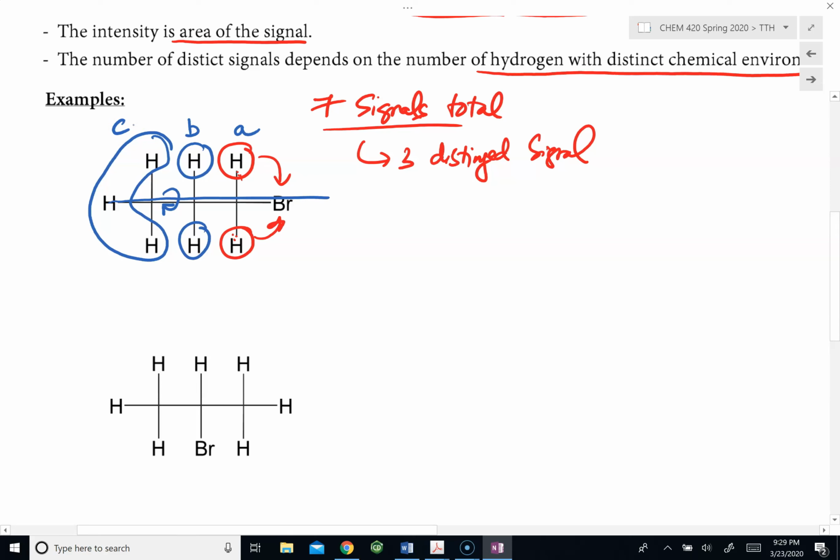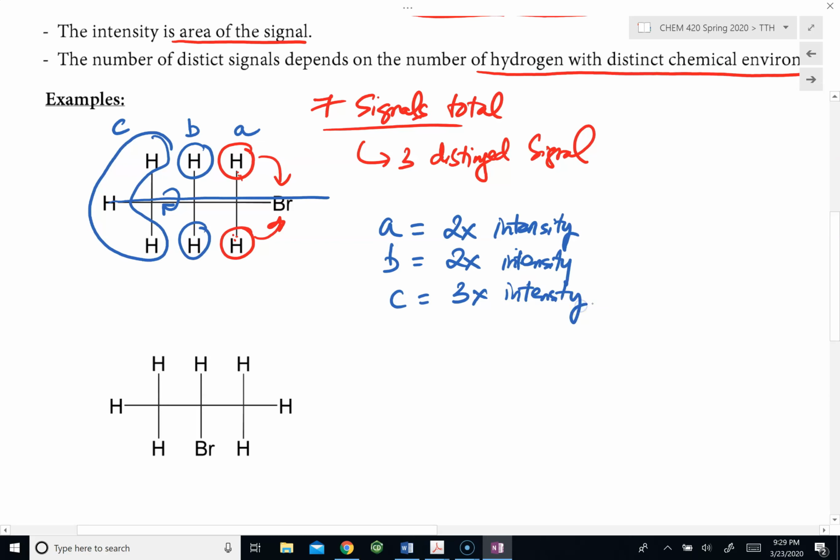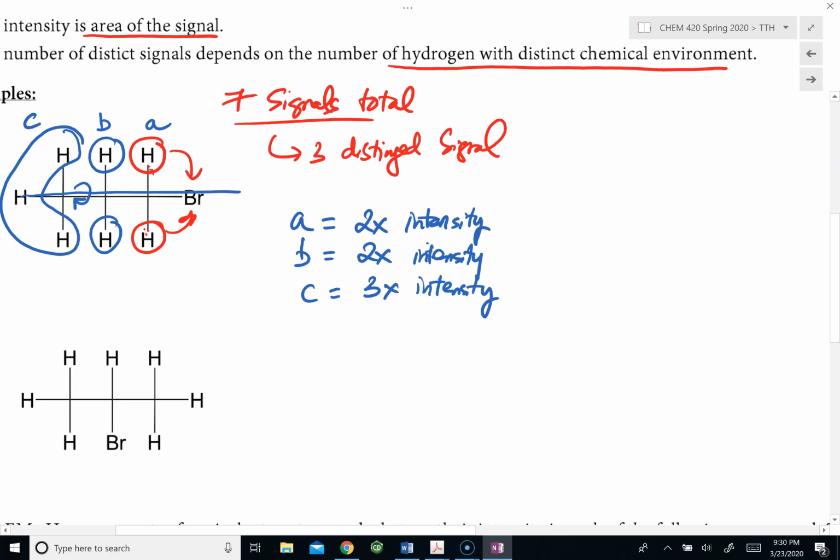So let's write a few things. Signal A would be 2 times the intensity, because there are 2 hydrogens that make up that signal. And signal B would also be twice the intensity as well. And signal C will be 3 times the intensity, because there are 3 hydrogens that make up signal C. So therefore, again, we would see there are 3 distinct signals for this molecule that we would expect to see in proton NMR.